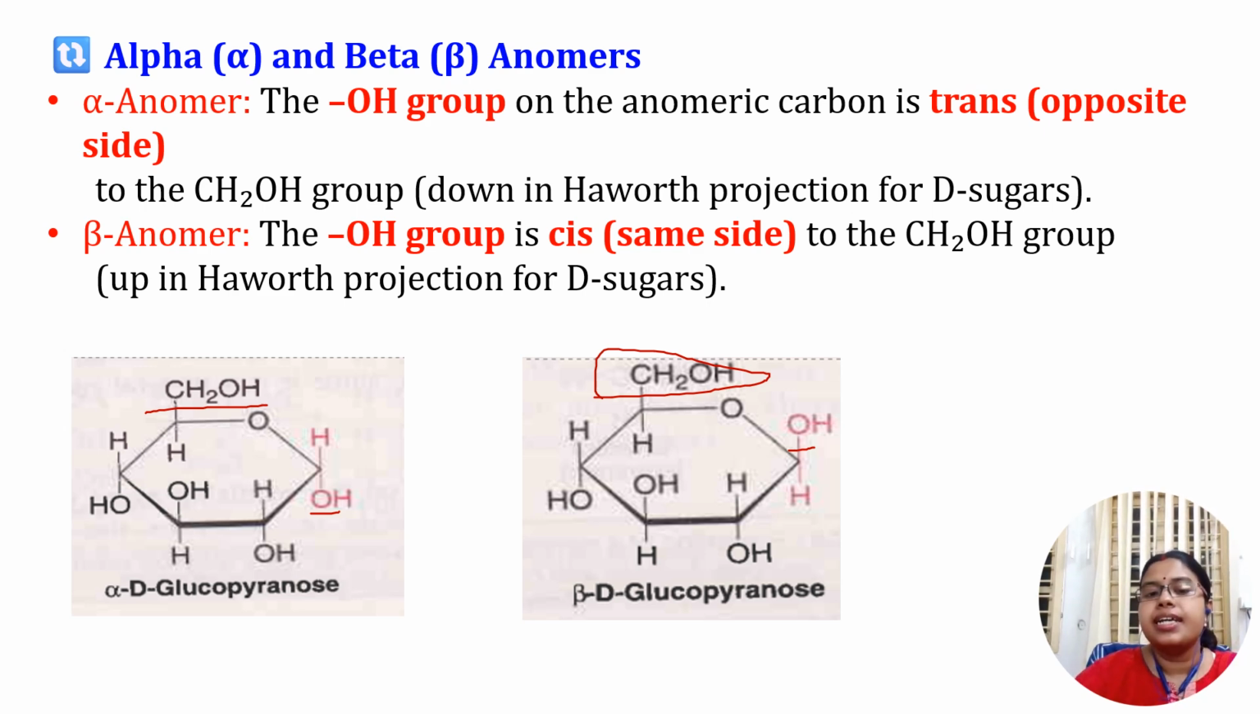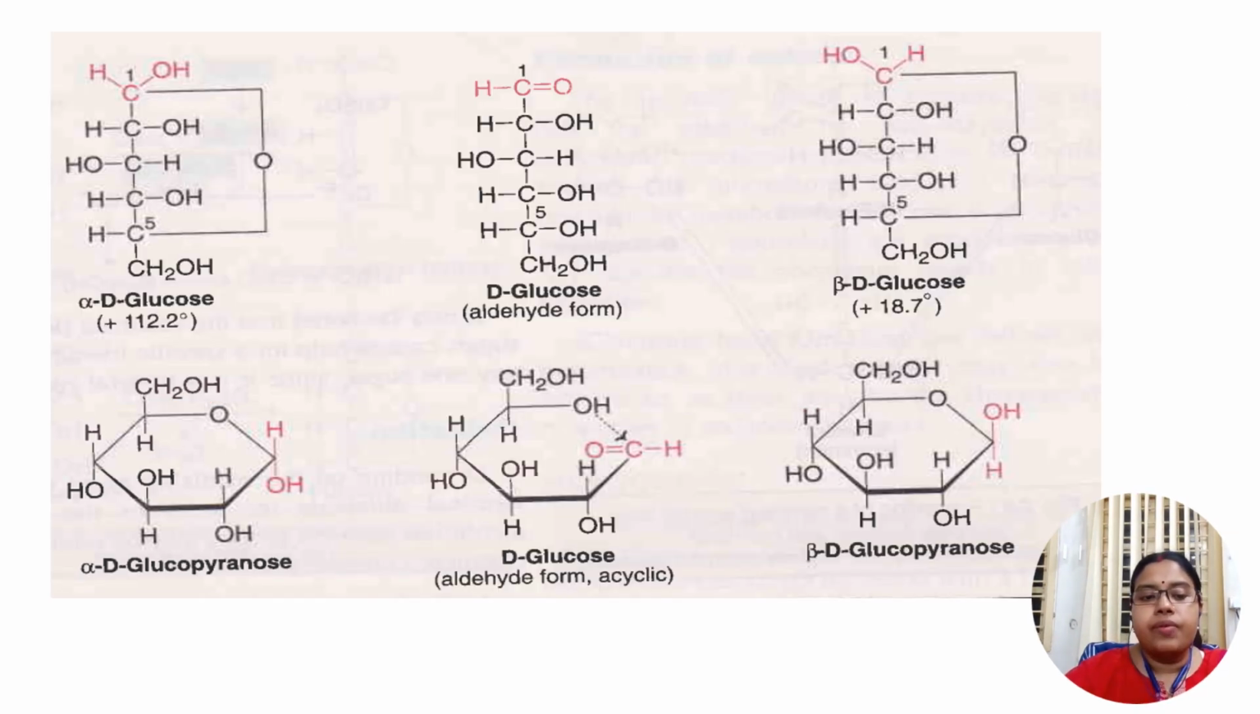In carbohydrates, three types of projection are there: the Fischer projection, the Haworth projection, and the chair projection. We will describe all the structures in the next topic. So, if the OH and CH2OH are in the trans orientation, it is known as the alpha anomer. If OH and CH2OH are on the same side, it is known as the beta anomer. We can also say this is the alpha anomer, this is the beta anomer, and this is the open chain form.